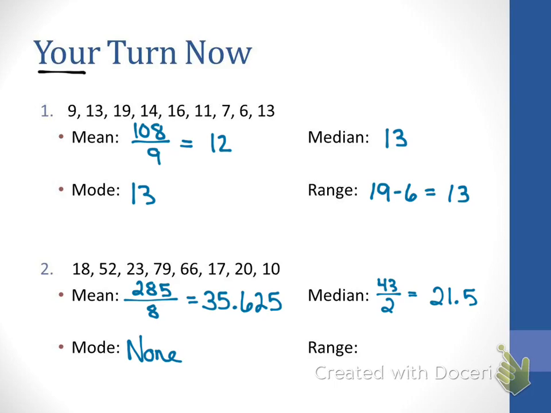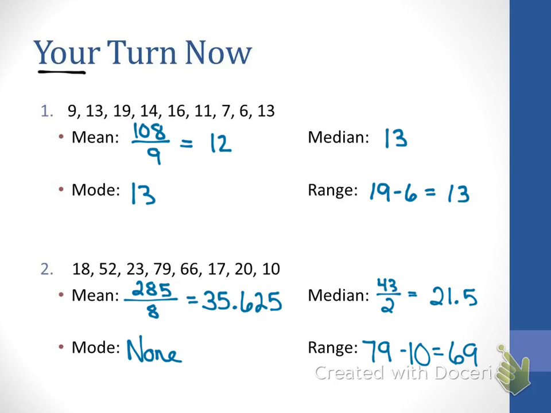And then my range, what's my biggest number? 79. What's my smallest number? 10. So what's my range? 69. Perfect. All right, so those are the 4 averages that we've learned today, okay?